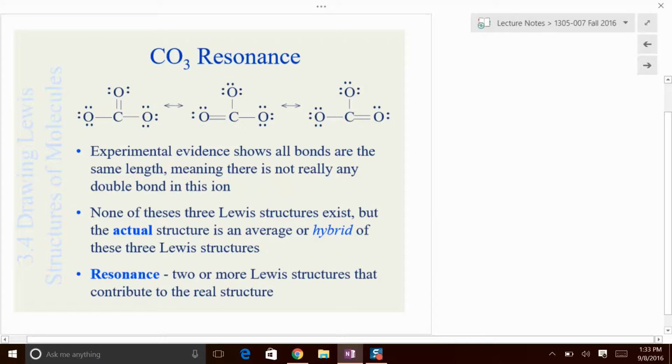So experimental evidence shows all bonds are the same length. That's strange because this one should be longer than this one, right? Well, they've done experiments and found that all 3 bonds are the exact same length. There's not really any double bond. There's a hybrid bond, and it's resonating through the entire thing. They all have the exact same length of bond. Okay, so that's the idea of resonance. After that, you don't really have to know much about it. Don't worry about it. But that's what that double bond is doing. It's resonating.